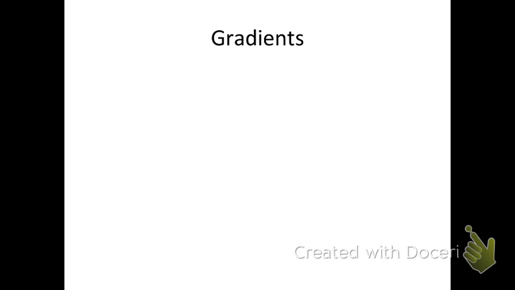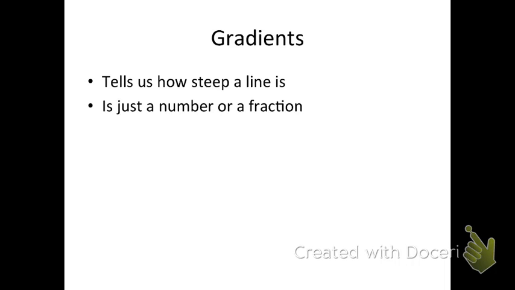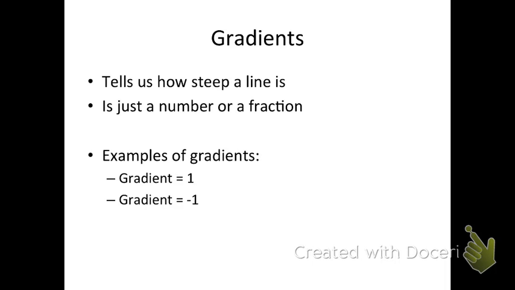So what are gradients exactly? Gradients tell us how steep a line is. It's also usually expressed as just a number or a fraction, or it can be a decimal. Examples of gradients that we come across are, for example, a positive number, gradient equals 1. Or it could be a negative number, gradient equals negative 1. It could also be a decimal or a fraction, like 2.5.